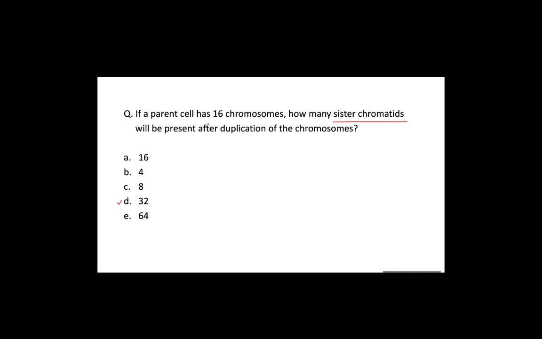If the question asks, if a parent cell has 16 chromosomes, how many chromosomes will be present after duplication of the chromosome, then the answer is 16. So do not confuse that. Why? Because the sister chromatids are still tightly attached at the centromere, and I suggest you count the number of centromeres as the number of chromosomes.